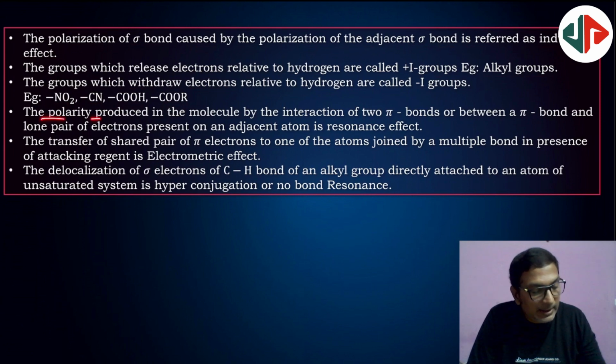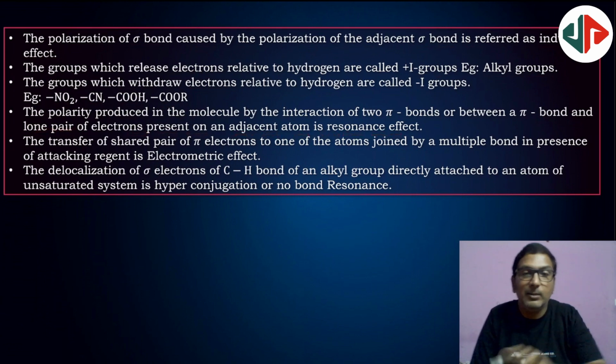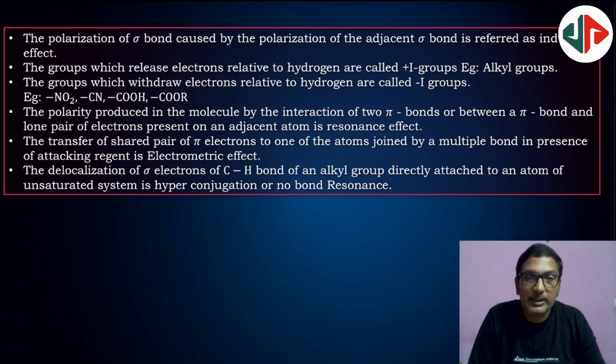Next, polarization produced in a molecule by interaction of two pi bonds or between a pi bond and a lone pair of electrons present on an adjacent atom is the resonance effect or mesomeric effect. So polarity produced in a molecule due to conjugation. Next, transfer of a shared pair of pi electrons to one of the two bonded atoms under the influence of an attacking reagent is the electromeric effect.